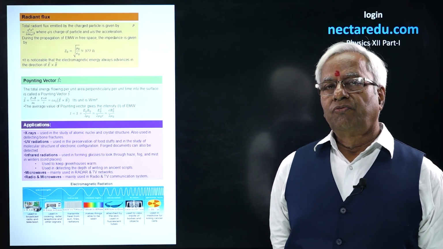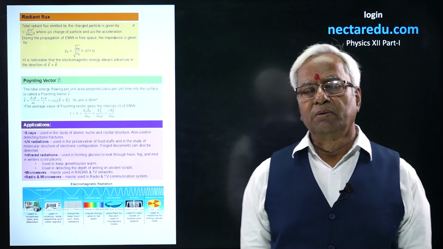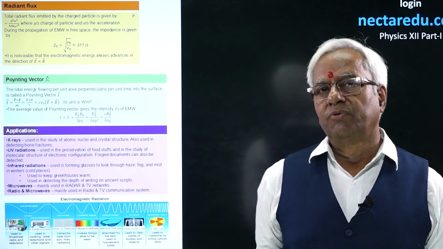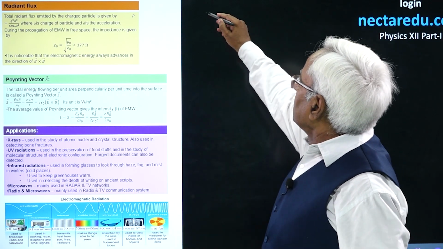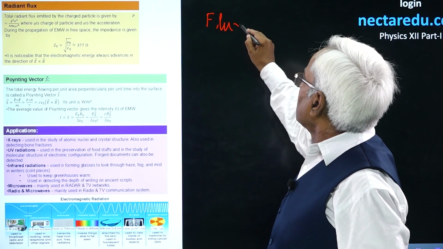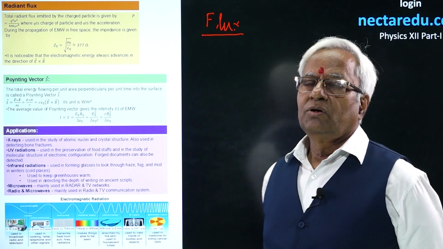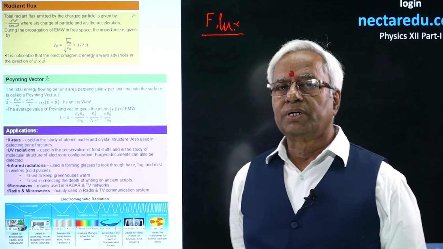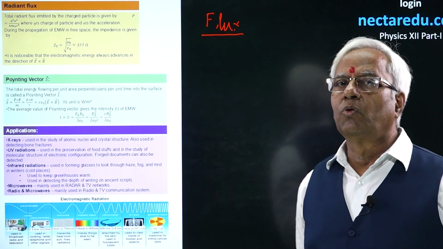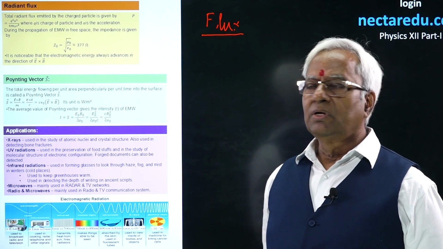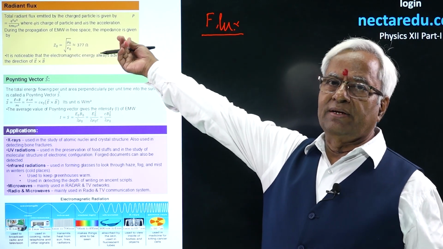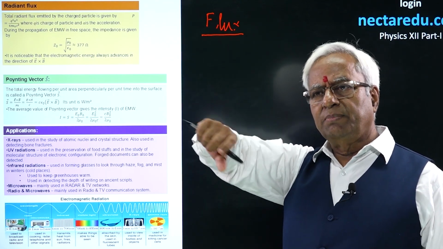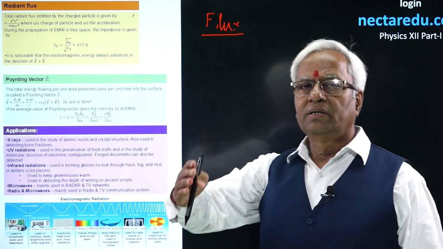Radiation flux. Flux normally stands for the number of electric lines of force or magnetic lines of force. Sometimes this term flux also represents a rate. Like when we talk about flux while studying hydrostatics, there we mean the rate of flow of volume or the rate of flow of mass. Likewise, here also, when we say radiation flux, that means the radiation energy transmitted, emitted, or processed per unit time.